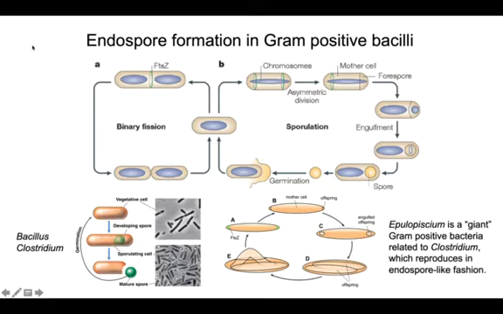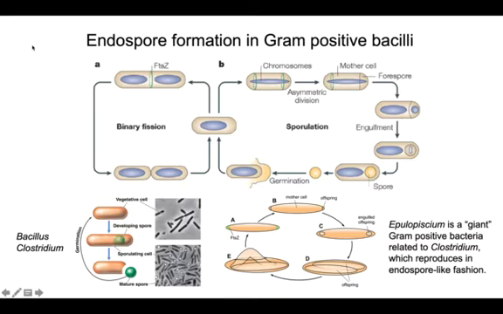So I hope you know by now that endospore formation can happen in some gram-positive bacilli. Usually they're species of Bacillus or Clostridium. And what this is showing here is endospore formation. It shows binary fission, which is symmetric, but asymmetric sporulation is in diagram B here.